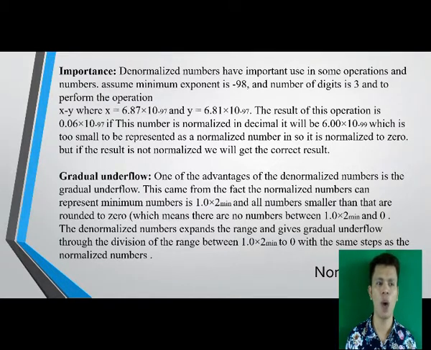Gradual underflow. One of the advantages of the denormalized number is gradual underflow. This came from the fact that the normalized numbers can represent a minimum number of 1.0 times 2 to the minimum exponent. All the numbers smaller than that are rounded to 0, which means there are no numbers between 1.0 times 2 to the minimum exponent and 0. The denormalized number expands the range and gives gradual underflow through the division of the range between 1.0 times 2 to the minimum exponent and 0 with the same steps as the normalized number.